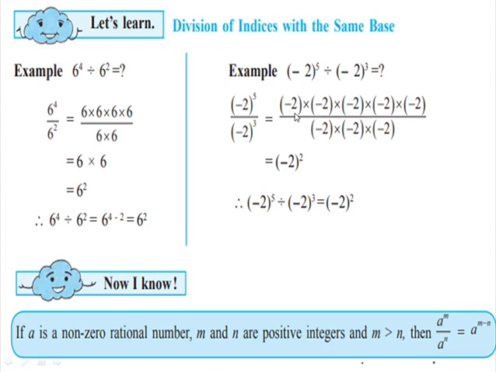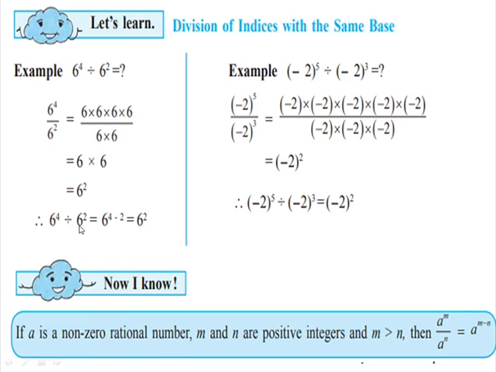Now how many negative 2's are left? 2 negative 2's are left. That is negative 2 multiplied by negative 2. It means negative 2 square. Now look at the overall example here. Negative 2 raised to 5 divided by negative 2 raised to 3 is negative 2 raised to 5 minus 3, which is negative 2 square.